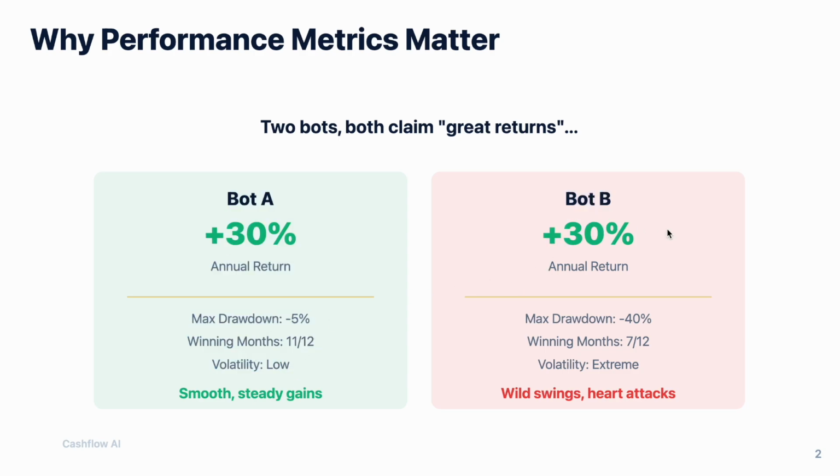But if you get a 30% return with only 7 out of 12 winning months, you lose 40% of your account on the way to get there, and it's extreme volatility. Well, trust me, you would much rather have bot A as opposed to bot B. So we're going to talk about the metrics that actually get you bot A instead of bot B, and a higher annual return.